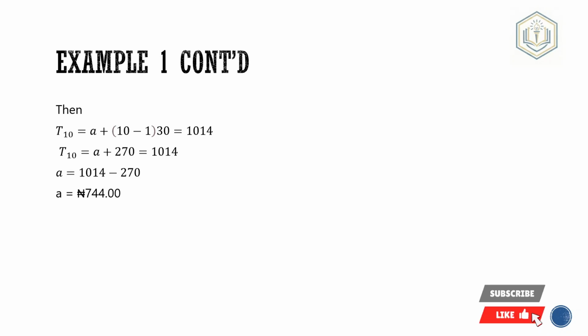So with that, we have salary equals a plus 10 minus 1, which is 9. Then 9 times 30 will give us 270. So we have the 10th term to be a plus 270 equals 1,014. So with that, we can move our 270 to the right hand side. And so when we deduct that, it means the initial salary that the man got was 744 naira.